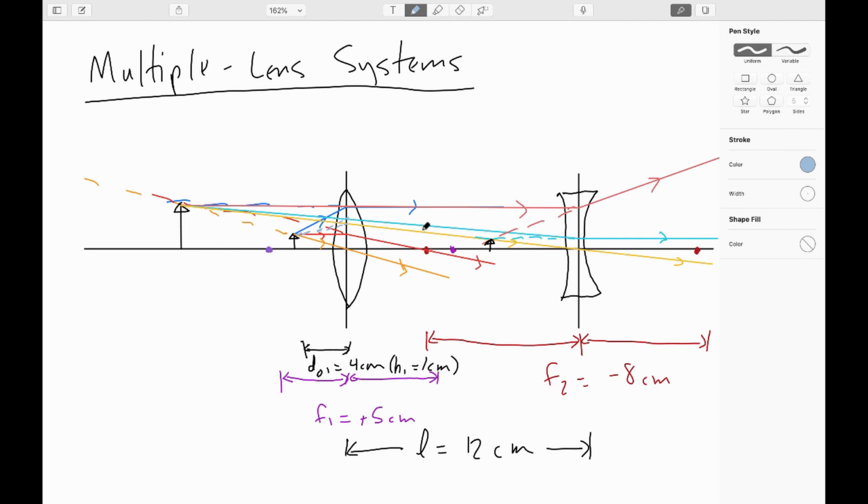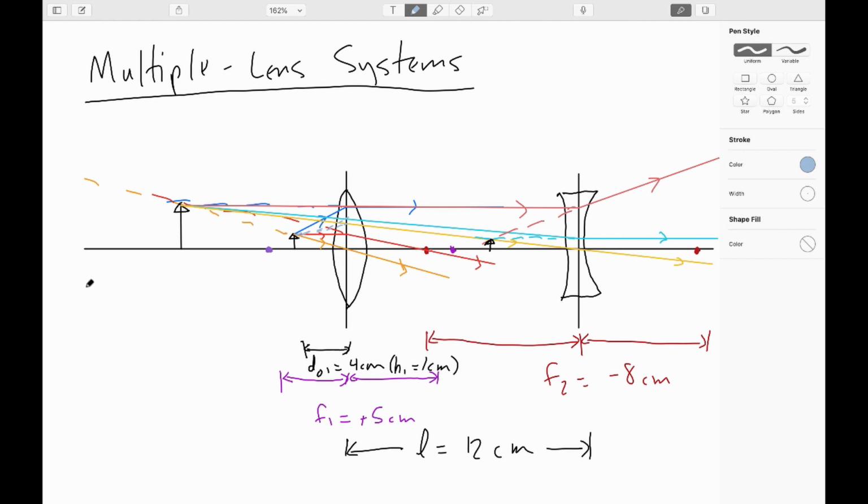So this intermediate image business is just really a trick to help us find the special rays we need for the next lens. And if you had, say, 3 or 4, 27 lenses in a row, you just keep the process up. Then the rule is always the image of the first is the object for the second, and so forth. Okay, so with that, let's go ahead and start locating our images.